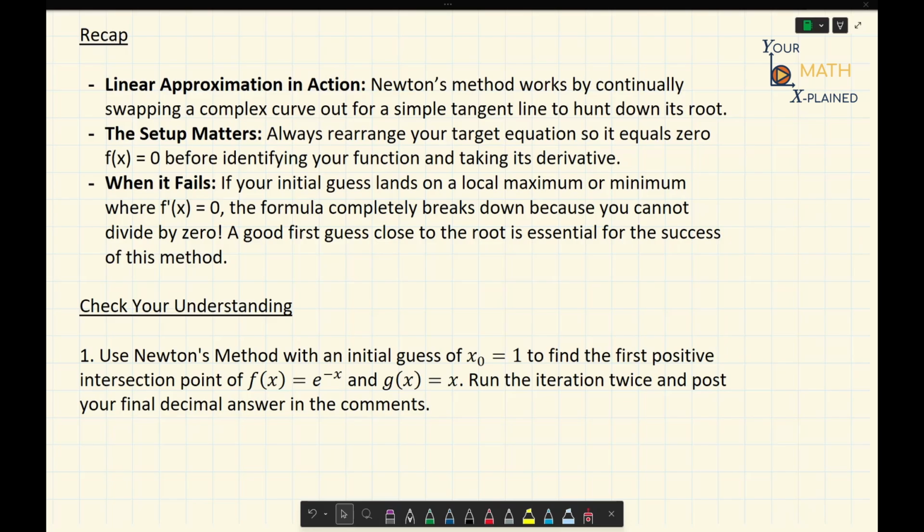And lastly, we didn't see this in any of our examples, but if our initial guess lands on a local maximum or a local minimum, then that means the derivative is going to be equal to 0, and the formula is going to break down completely because we can't divide by 0. So therefore, a good first guess that is close to the root is essential for the success of this method. And there are actually a couple of other situations where Newton's method breaks down, but they are beyond the scope of this video.